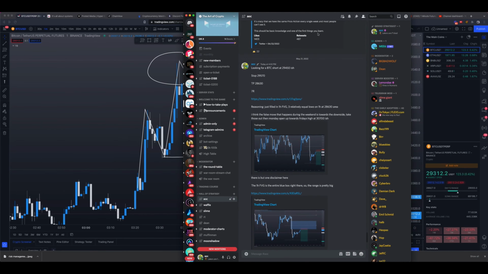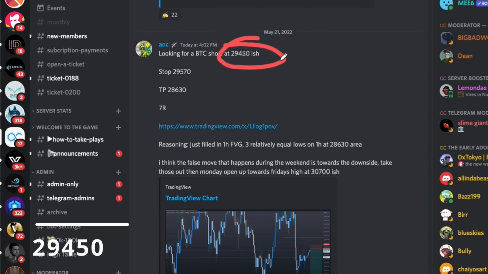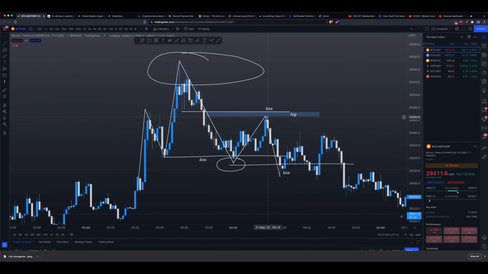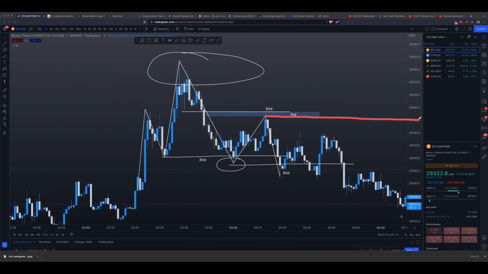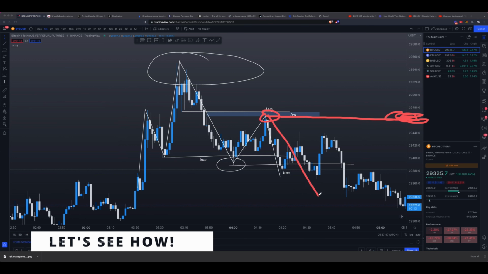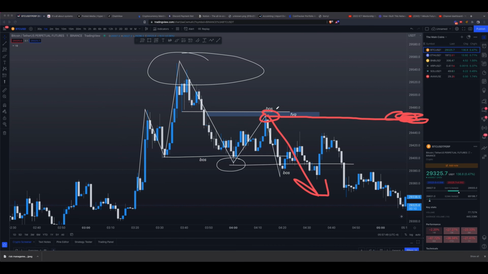Now, if you look at the chart, I went short at 29450, and you want to see where the price exactly came back to, right? It came back to 29450. So how was I able to catch the exact top with a move downwards, and how was I able to predict this? Well, this is stuff that I'm going to dive deeper into.